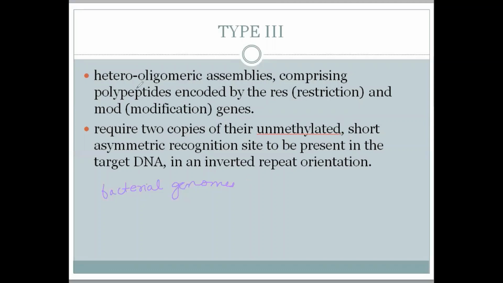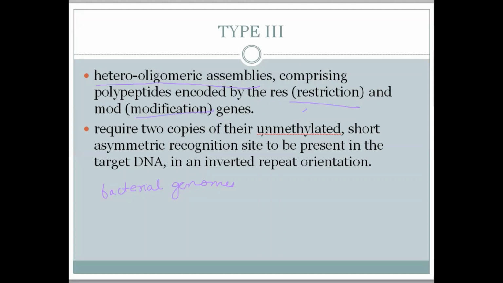They are heterooligomeric assemblies that comprise polypeptides encoded by restriction and modification genes. As we did in the previous class, we learned about these genes: restriction, modification, or one more, specification. Here you have only two subunits, that is restriction and modification.